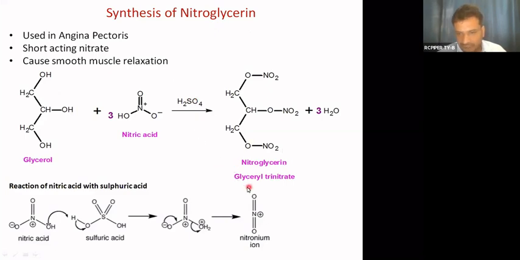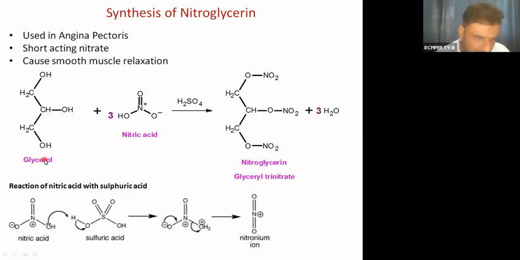Nitroglycerin is also called glyceryl trinitrate, because it is synthesized from glycerol. It is a 3-carbon chain, 1, 2, and 3, glycerol. It is a triol because 3 hydroxy groups are situated on all the 3 carbons. So you can say that it is propane triol or propane 1, 2, 3 triol.